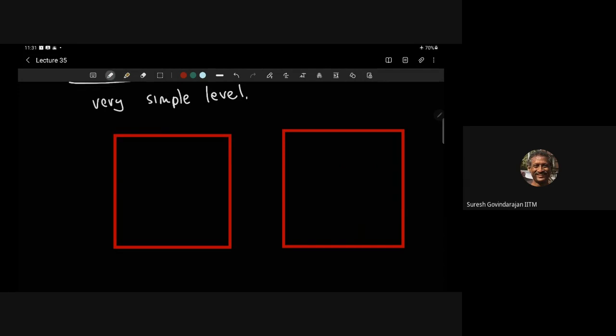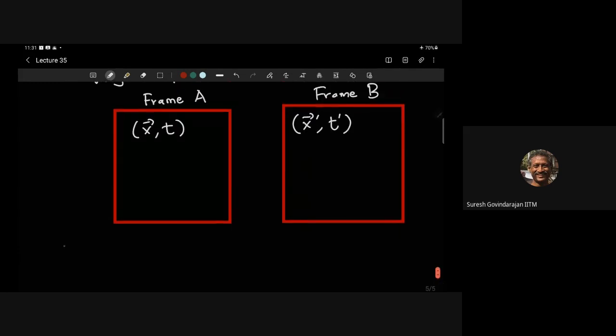Okay, so what I have, these boxes represent two observers, and we already discussed these observers A and B. The frame means just choosing some coordinates. So A has coordinates x and t, and B has x prime and t prime. We are going to assume, let A and B be mutually inertial. We have defined this, right?